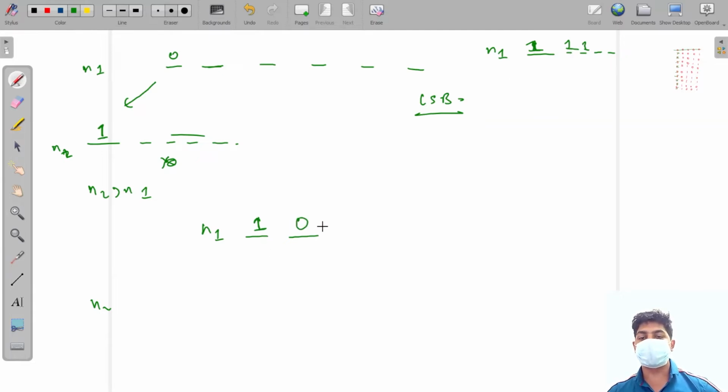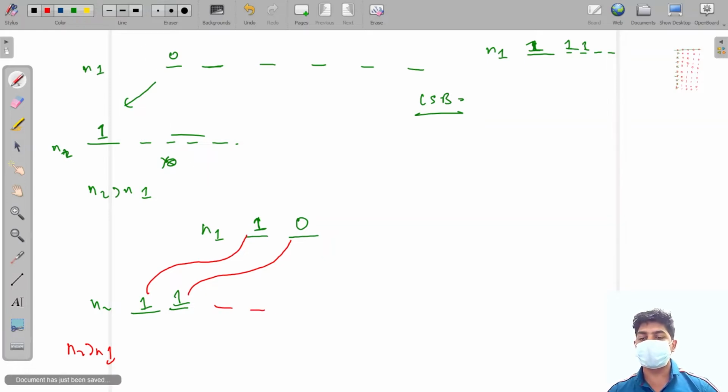So here I changed 1 to 0. Now this time I can make n2 something like this, 1 and 1. Here we are seeing that the most significant bits are the same. Now the second most significant bit is 1 here, and here it is 0. That means again n2 is greater than n1. No matter what the bits over here are, n2 is greater than n1.